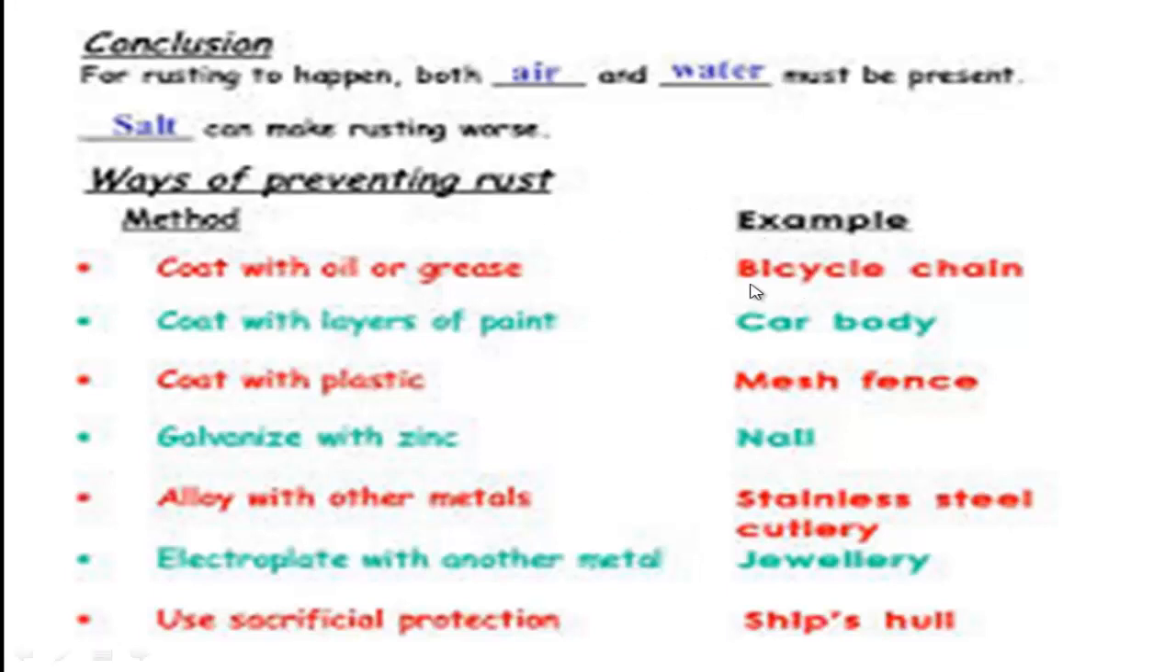That means if we coat the iron substance with oil or grease, then it will create a barrier to the reaction between iron and oxygen and water. For example, generally we use this process for a bicycle chain. If we use oil or grease, then this chain will not be corroded or rusted, and it will run easily and smoothly. Now another process, coating with layers of paint.